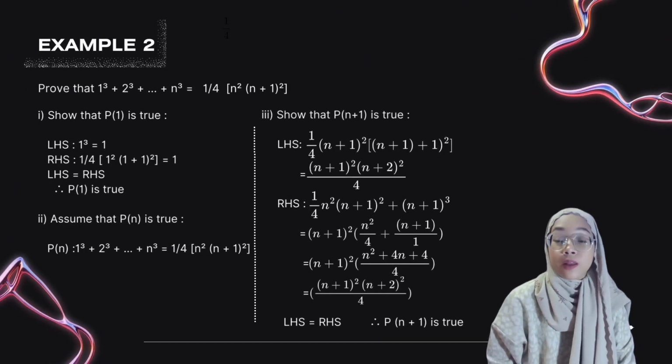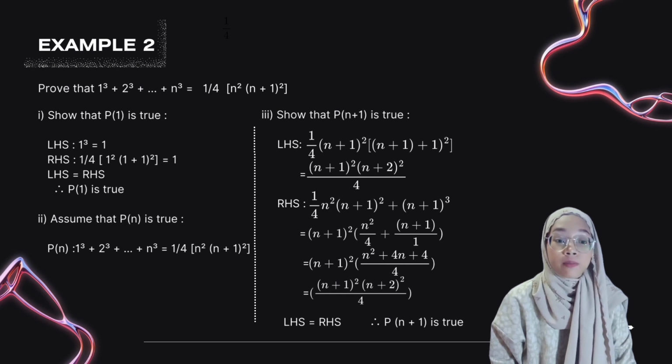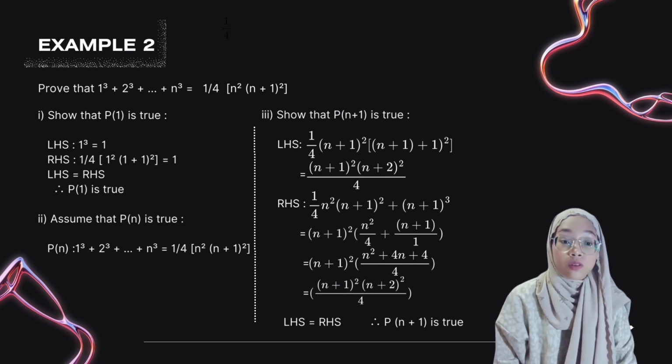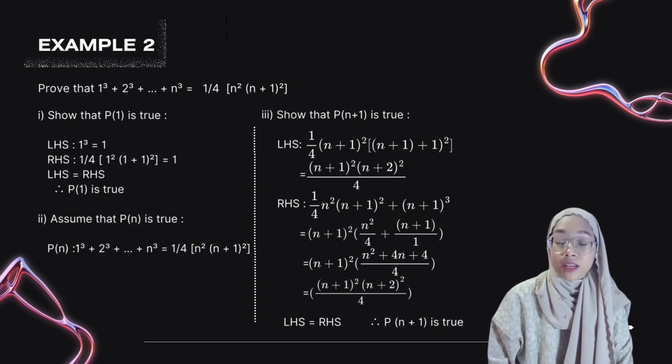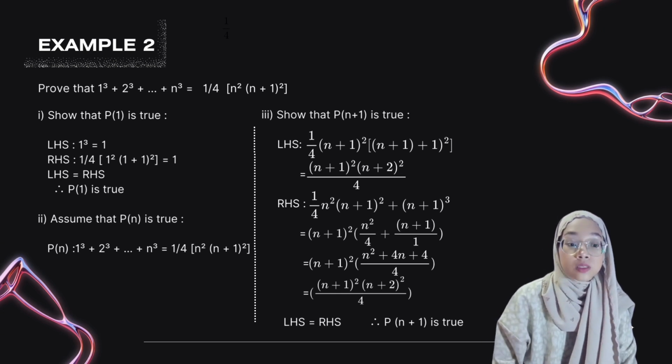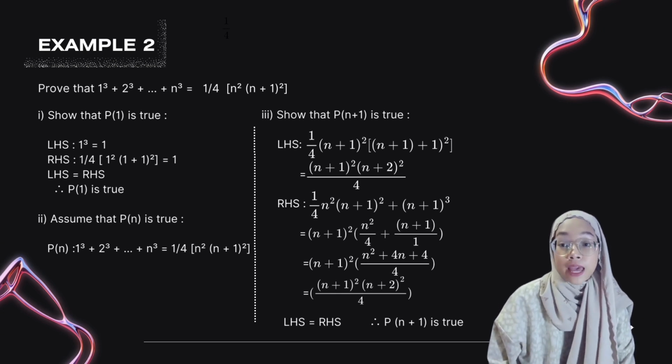Example 2. Prove that 1 power 3 plus 2 power 3 plus up to n power 3 equals 1 over 4 n power 2 n plus 1 power 2. Okay, step 1. Show that P1 is true. So left hand side 1 power 3 equals 1. Right hand side 1 over 4, 1 power 2, 1 plus 1 power 2 equals 1. So left hand side equals right hand side. P1 is true.